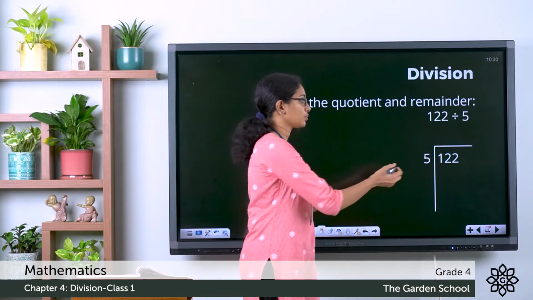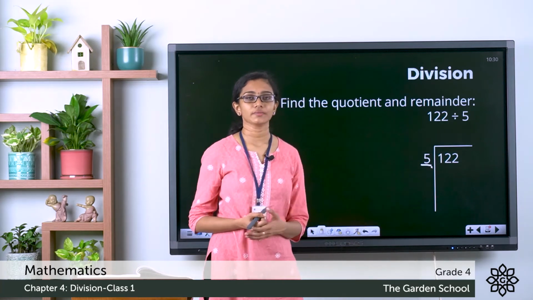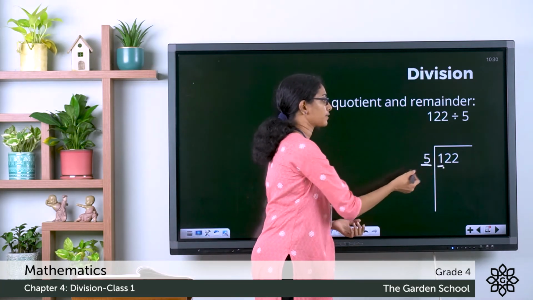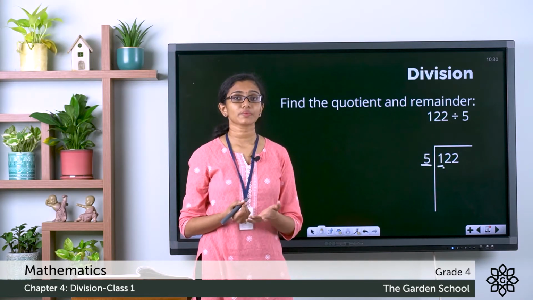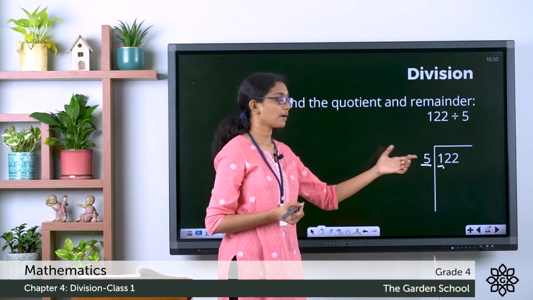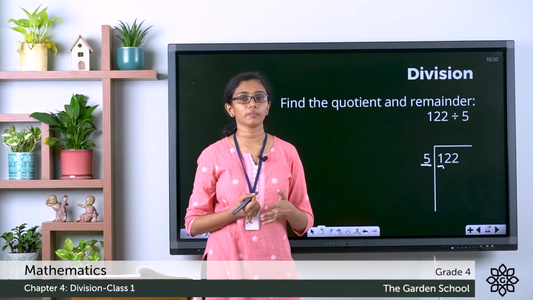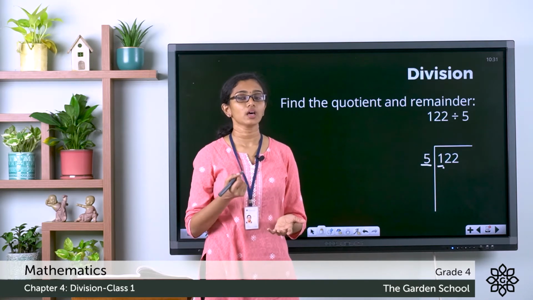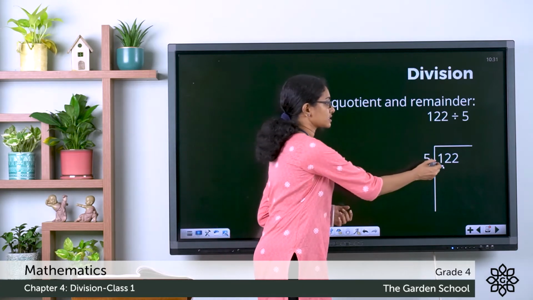So here we are going to divide with a 1-digit divisor. So check the first digit of the dividend, it is 1. Now the next step is to divide this 1 by 5. But can we divide 1 by 5? How many 5s are there in 1? Can we do that? No. So let's take the next digit also.